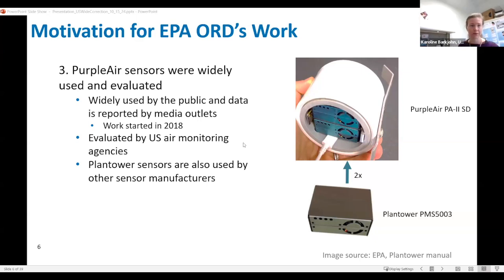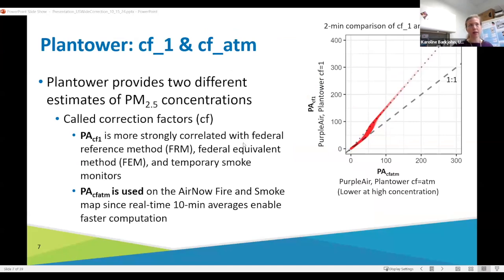This is a little bit of a detailed slide, but it's really important to some of the things I'm going to talk about. Basically, the Plantower gives you 2 different estimates of PM 2.5. It calls them correction factors, CF1 and CFATM. You can see in this plot that they have a 1-to-1 relationship at low concentrations, but at higher concentrations, the CF1 reads higher by about 1.5 times. What we've found is that the CF1 is more strongly correlated with our federal reference method and federal equivalent method and temporary smoke monitors, so all these conventional methods. But the CFATM we use, for example, on the fire and smoke map because Purple Air gives us that real-time 10-minute average, which allows us to do faster computation.